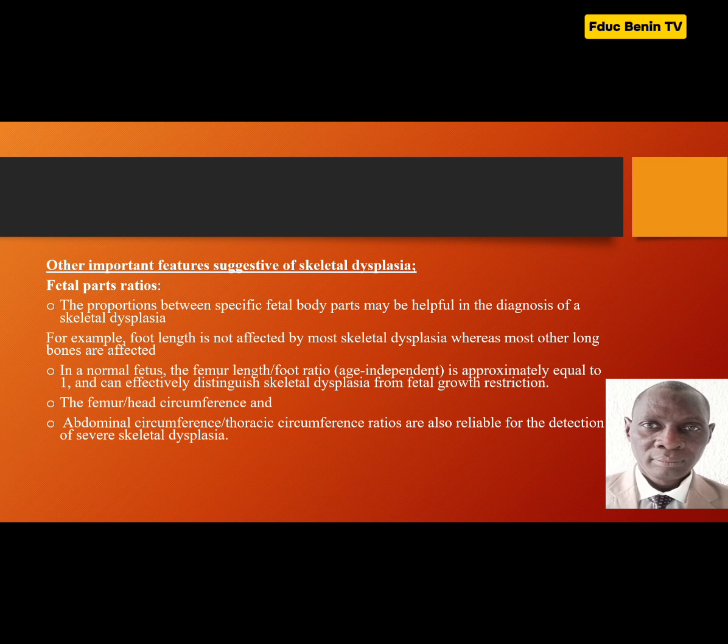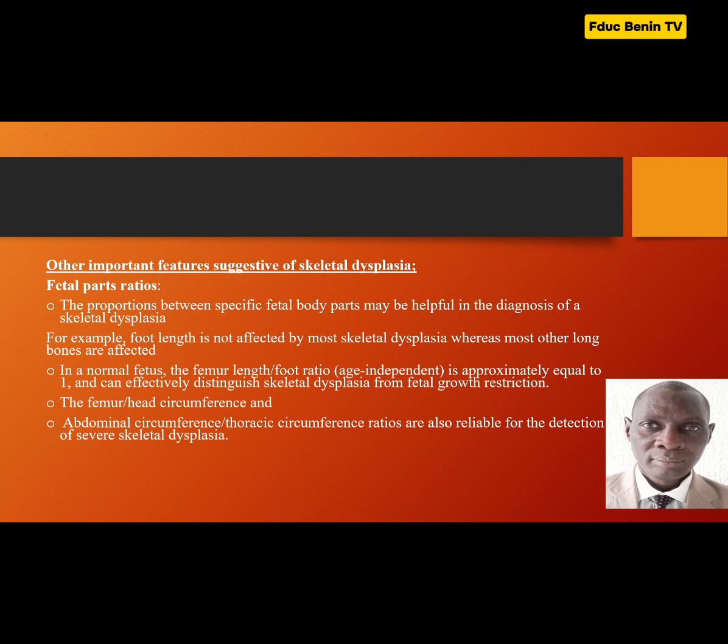What are these? Fetal part ratios. Very important. The proportion between specific fetal body parts may be helpful in the diagnosis of a skeletal dysplasia. For example, the foot length. The foot length is usually not affected by most skeletal dysplasias, whereas most other bones are affected. So this is a point we should note. In a normal fetus, the femur length foot ratio, which is age independent, is approximately equal to 1 and can effectively distinguish skeletal dysplasia from fetal growth restriction. So if you take this ratio and it is 1, then you are likely dealing with a skeletal dysplasia.